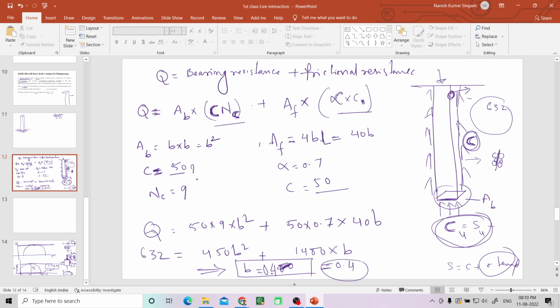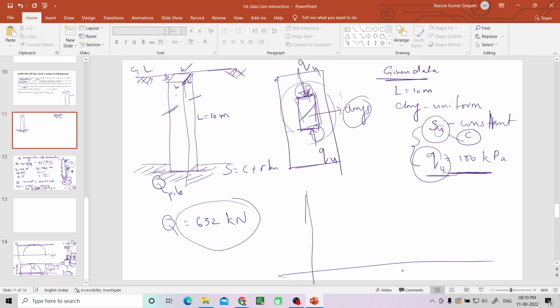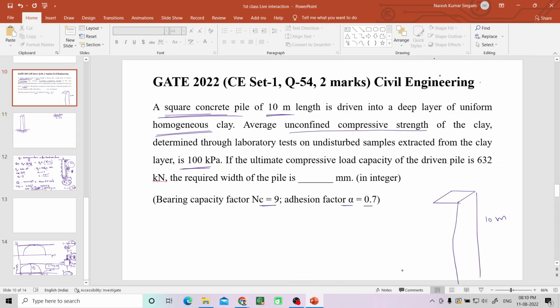So here if you see, everything is given: 50 kPa, kilonewton per meter square, L is 10, all that is also in meters. So everything is in SI units, that means this is meter. But what is asked? What is asked in mm? So 0.4 meters equal to 400 mm.